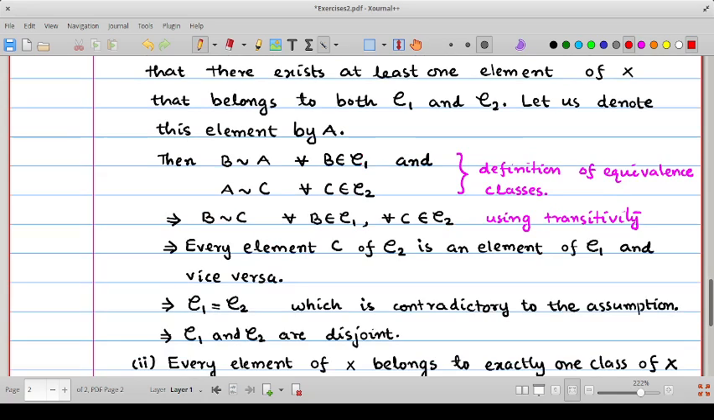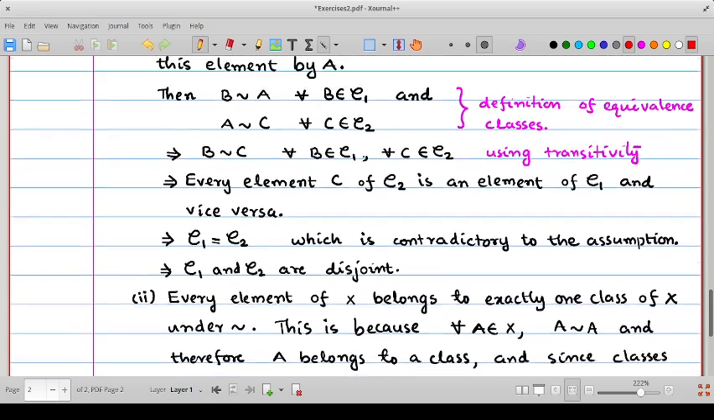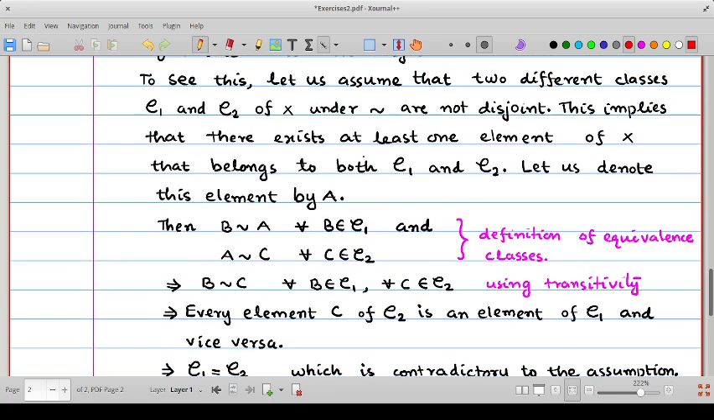So every element B of C1 is equivalent to every element C of C2, or in other words, every element B of C1 is an element of C2. And similarly, using the symmetry, C is equivalent to B, so every element C of C2 is equivalent to every element B of C1, or in other words, every element of C2 is an element of C1 also. So each element of C1 is an element of C2 and each element of C2 is an element of C1. This means the subset C1 is equal to the subset C2. But this contradicts the starting assumption that C1 and C2 are different.